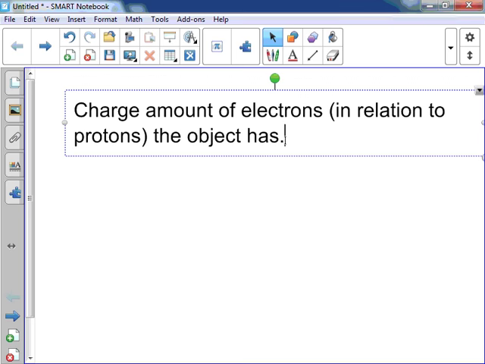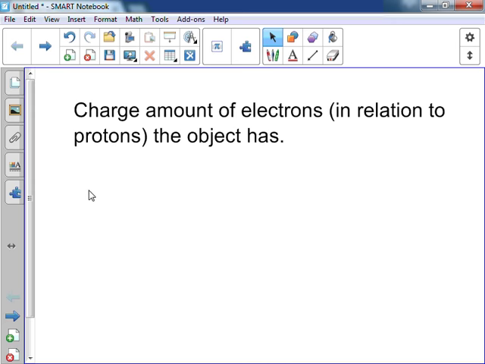Now, here's another thing. Why did I say the object? The reason I said object is because when electricity was discovered, people had no clue what atomic structure is. What they did know, however, was things like static electricity, when you rub your hair on the balloon and then your hair sticks to the balloon. What really happens in that situation is that you literally rub enough electrons off your hair onto the balloon.